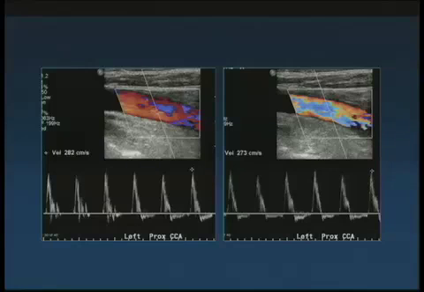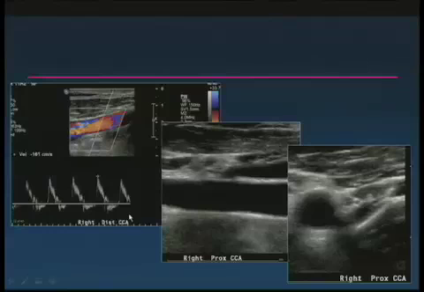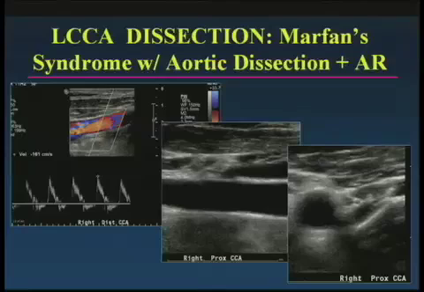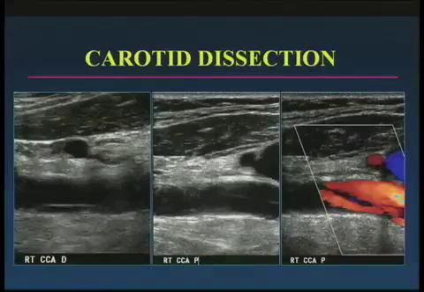First of all, you can see color fills the whole thing. But if it were elevated velocity because of a stenosis, you'd have increased diastolic flow. Instead, you have this high resistance waveform pattern. This looks exactly like that water hammer pulse that I described to you before, and it was present actually, that high resistance waveform pattern and the high velocity in the right side, which didn't have the dissection. And so that should make you think of aortic regurgitation. And sure enough, this was a patient with Marfan syndrome who had an aortic dissection and aortic regurgitation, and the dissection extended into the left common carotid artery.